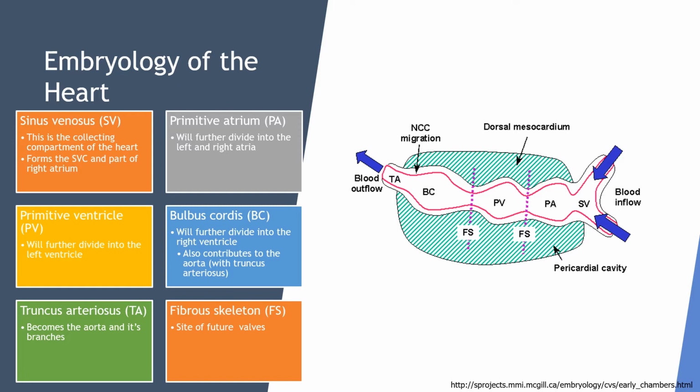The primitive ventricle will further divide into the left ventricle. The bulbous cordis, this will further divide into the right ventricle and also contributes to the aorta. The truncus arteriosus becomes the aorta and its branches. And if you're looking at this diagram, you're like, oh, what are these purple dotted lines? Well, those are the fibrous skeleton, and this is going to be the site for the future valves.